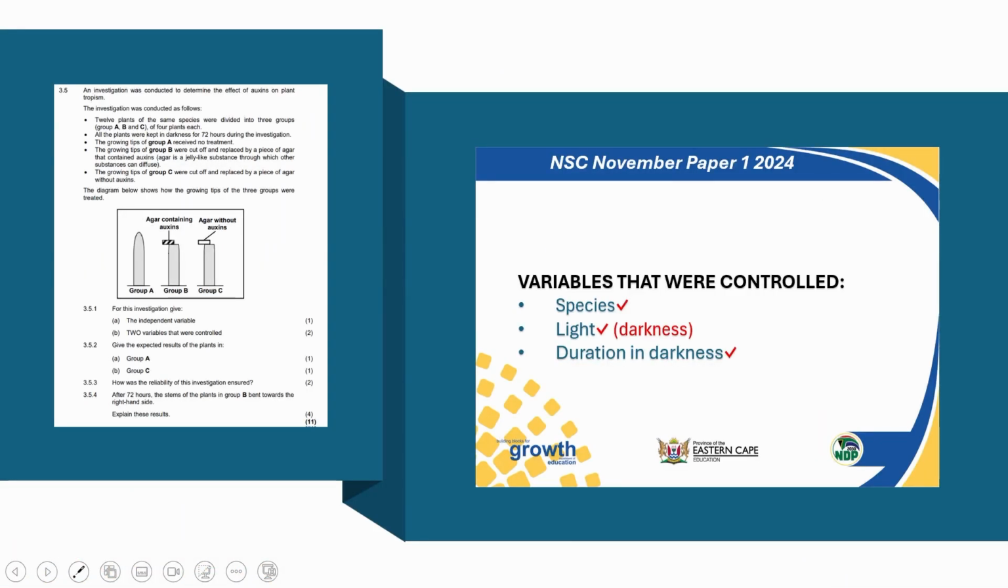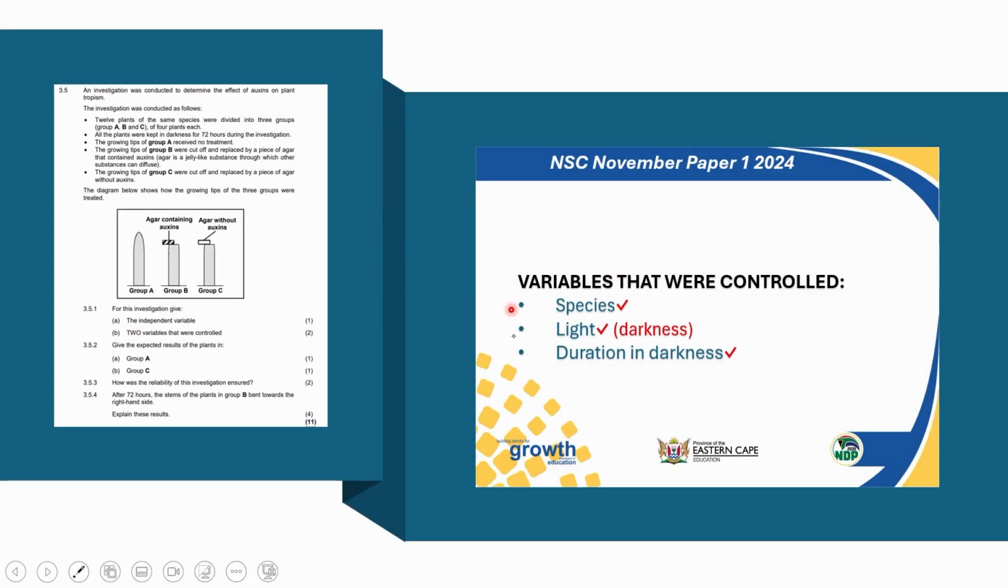Okay, let's see how you got that right. So the variables that were controlled in this investigation were number one, the species. They were all the same species of plant. Number two, the amount of light was controlled because all plants were kept in darkness. And number three, the duration that they were kept in darkness was controlled. They were all kept in darkness for 72 hours. Hope you got those right.